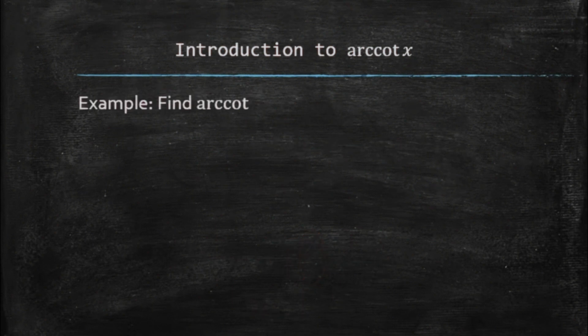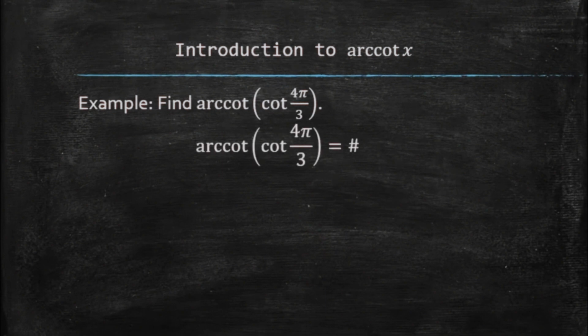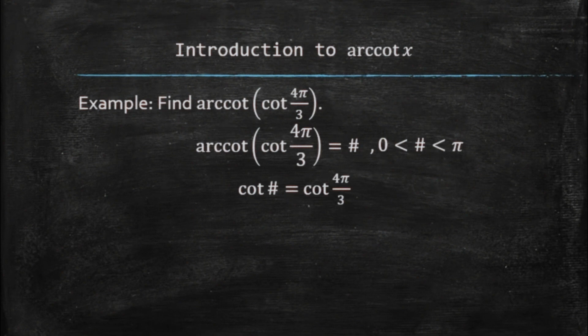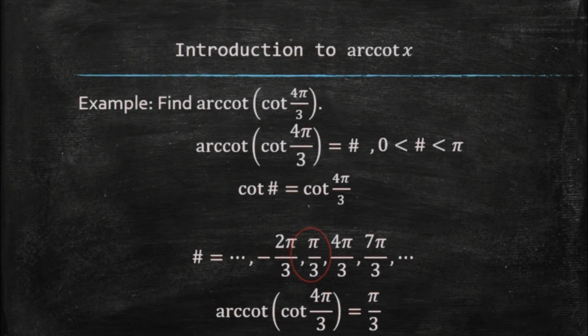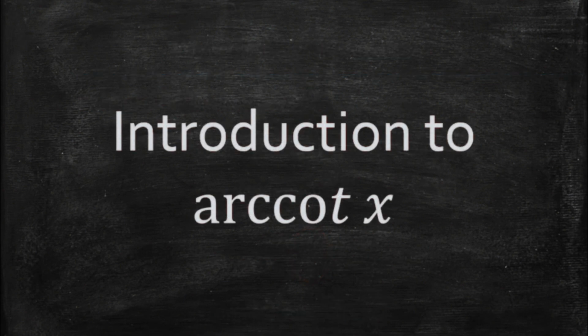Let's find the arccotangent of the cotangent of 4 pi over 3. We're looking for some value that is between 0 and pi, such that the cotangent of that value is the same as the cotangent of 4 pi over 3. There are infinitely many values for which the cotangent is equal to the cotangent of 4 pi over 3. However, only one of them is in the desired interval. Therefore, the arccotangent of the cotangent of 4 pi over 3 is pi over 3. We introduced a new function called the arccotangent and discussed some of its properties.